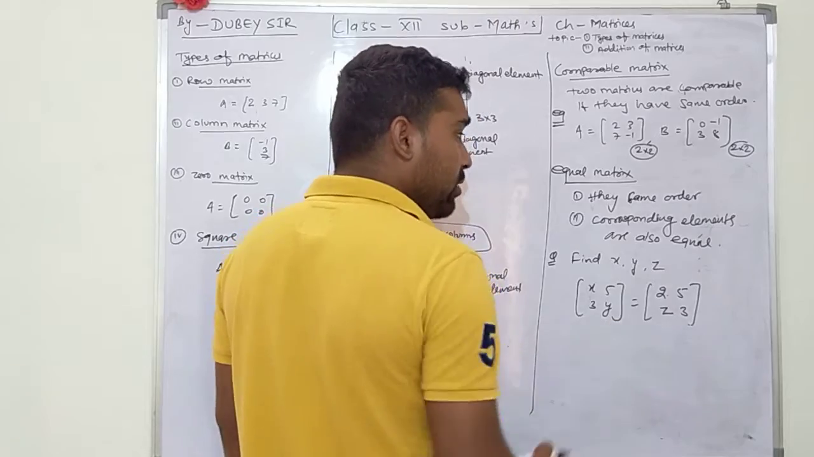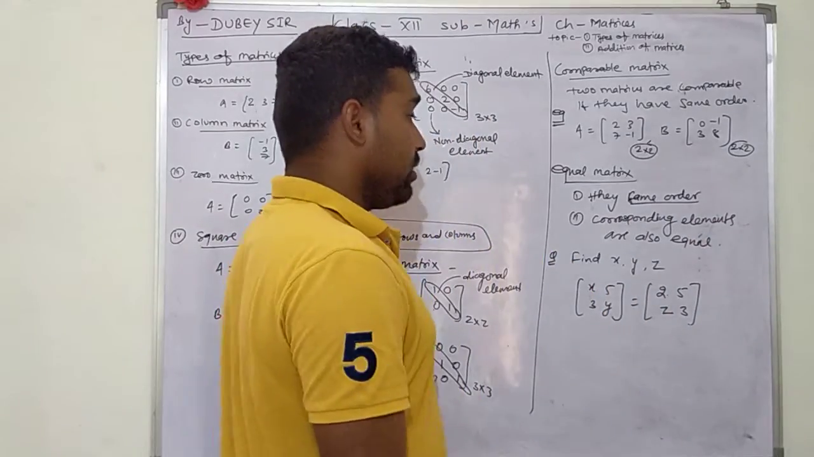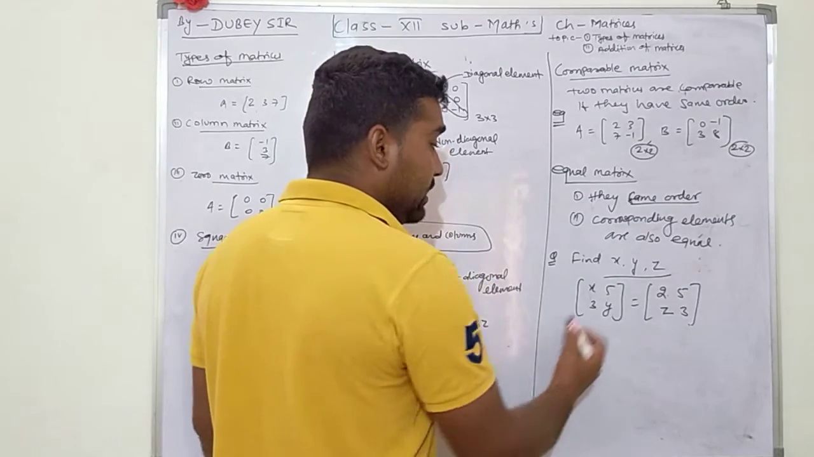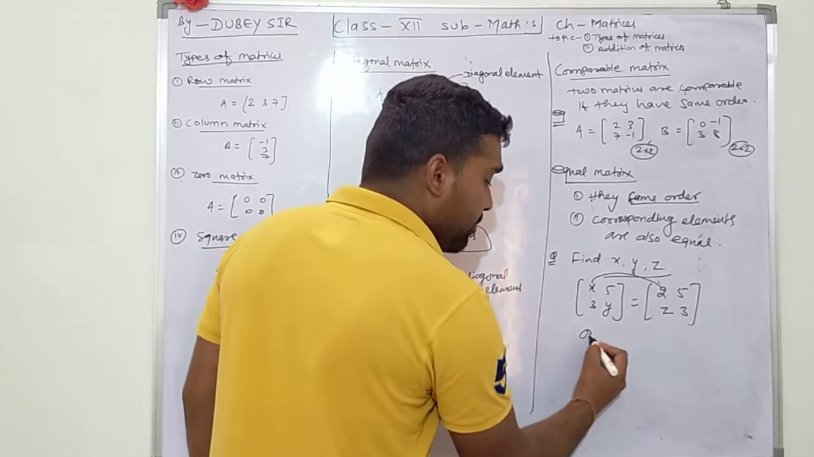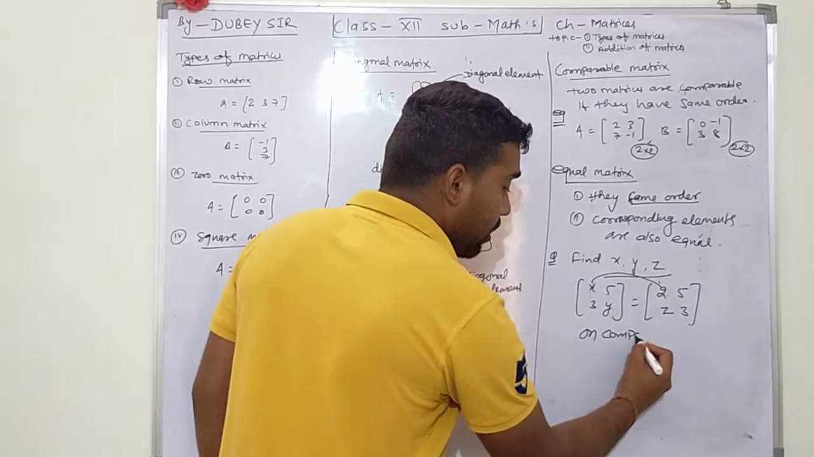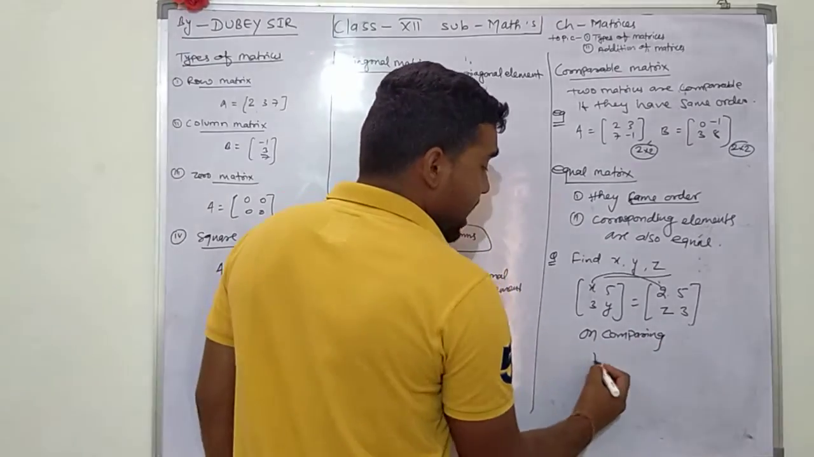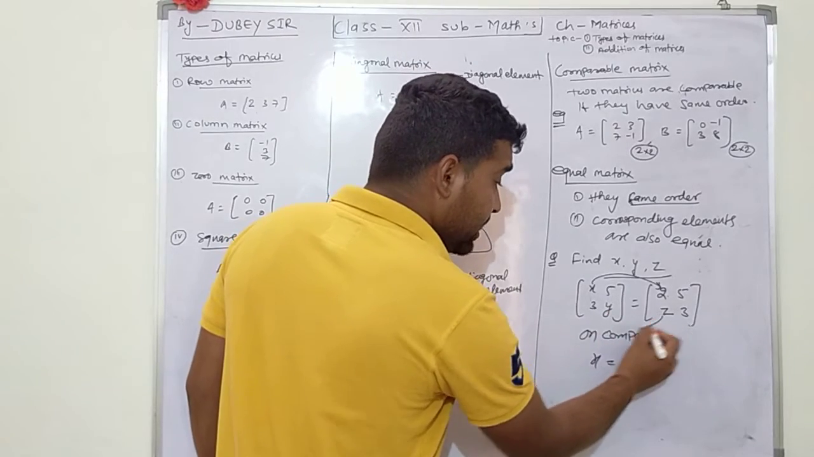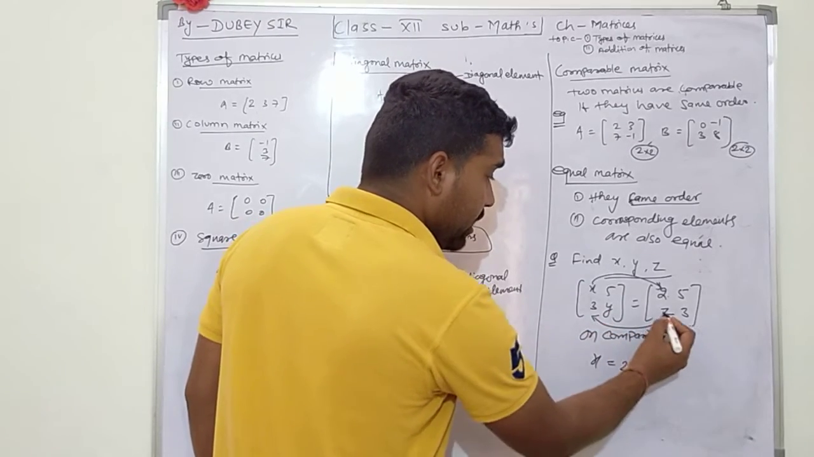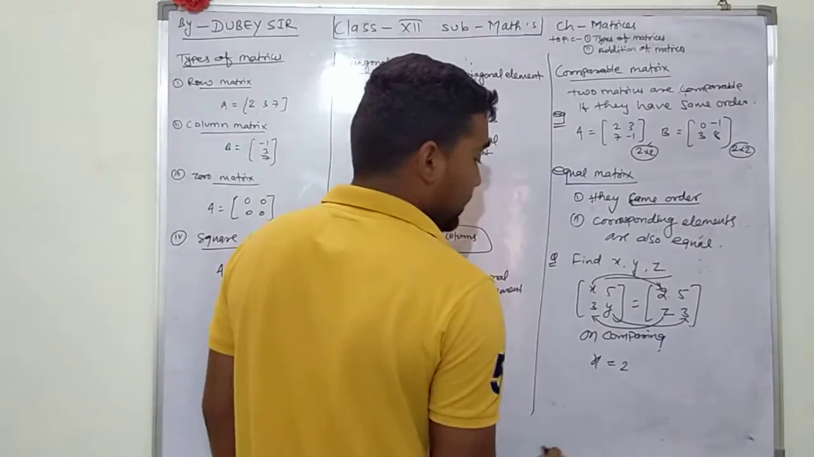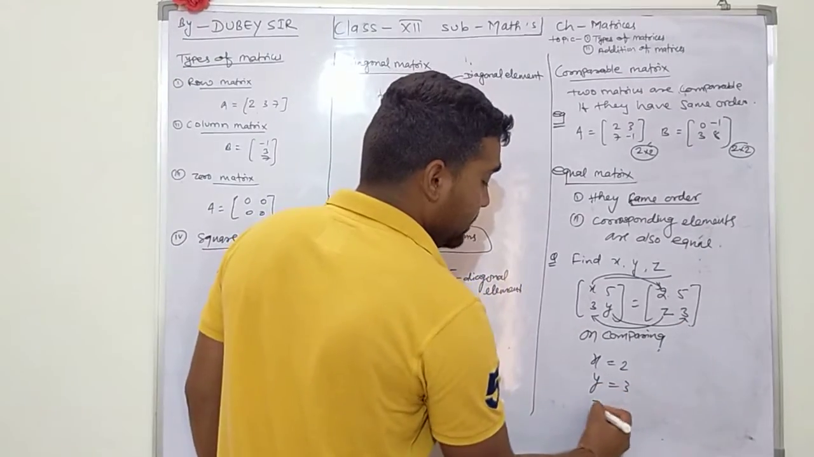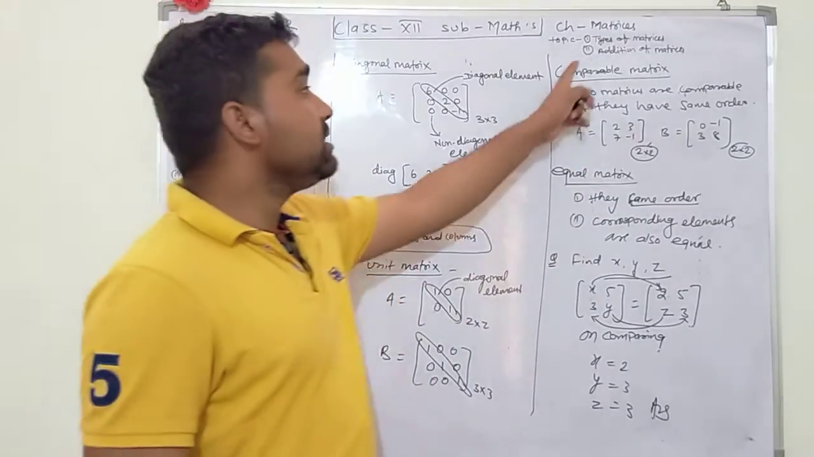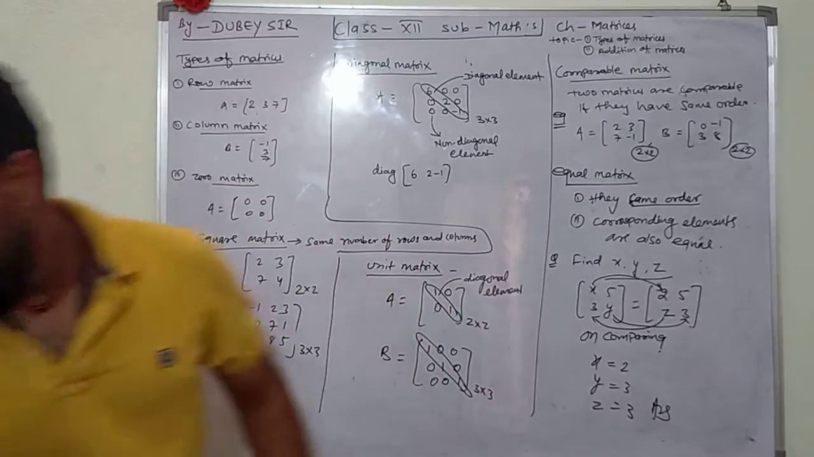These two matrices have the same order, and this is equal. Then we have to find x, y, and z. On comparing, x equal to 2, z equal to 3, and y also equal to 3. This is the answer. Now I am going to discuss addition of matrices.